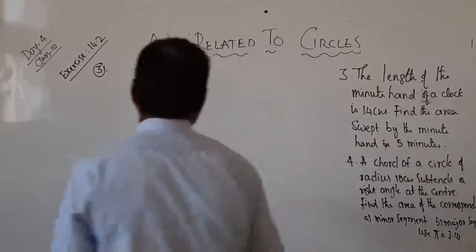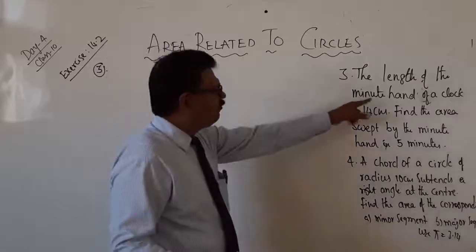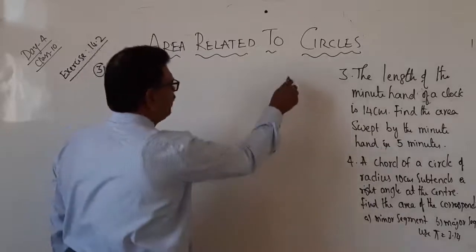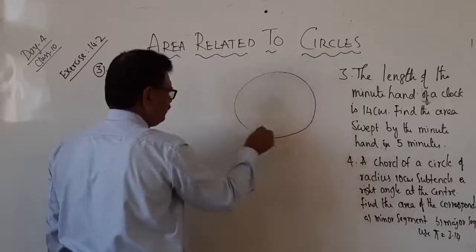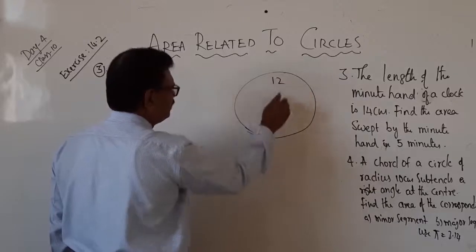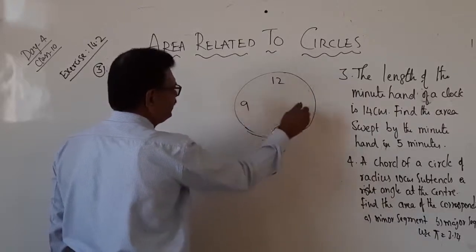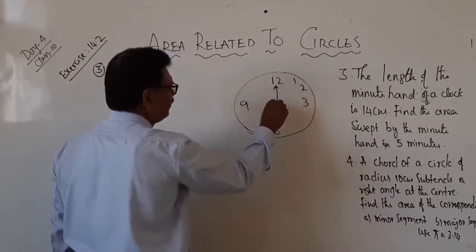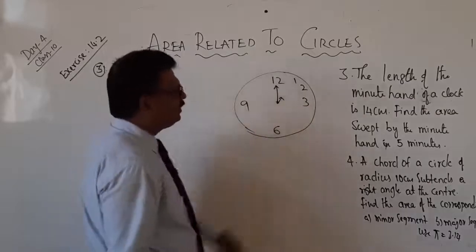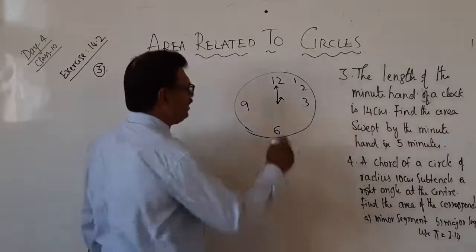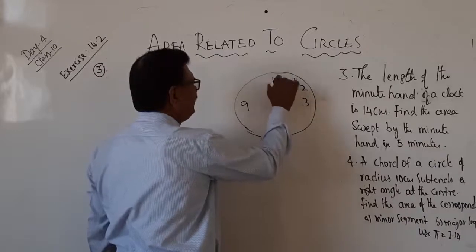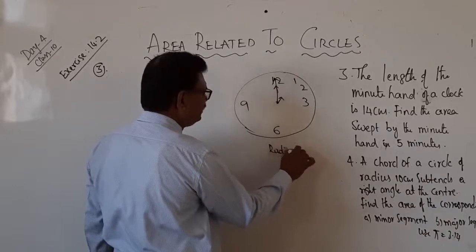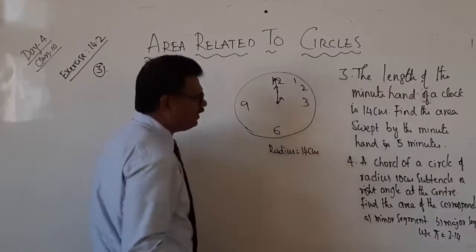Now, the length of the minute hand of a clock is 14 centimeters. For example, it is a clock like this, with 9 and 3. This is a minute hand and this is an hour hand. The length of the minute hand of a clock is 14 centimeters. That means it will be like this. Therefore, radius is equal to 14 centimeters.